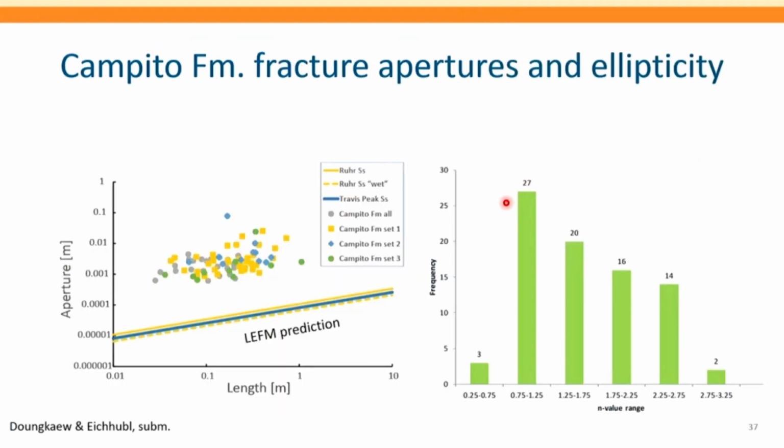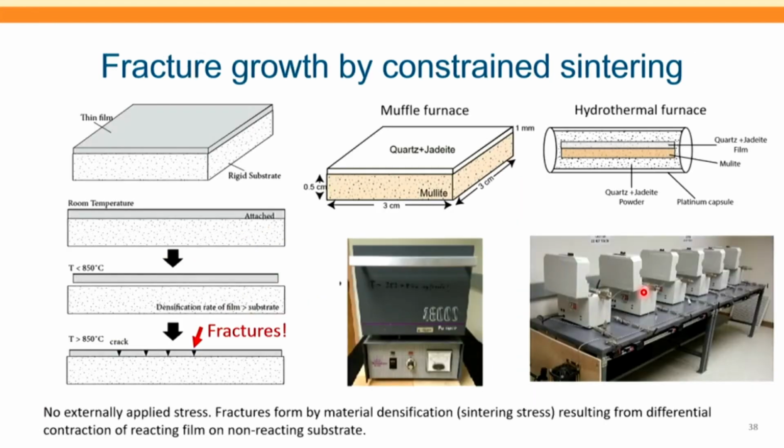This is the formation that we worked on first, the Campido formation. And those are the apertures, again, 2 orders of magnitude above the LFM prediction. And these are the shape Lamé n values. 2 would be in here, that would be elliptical. You see the majority is actually around 1, more tapered, and then there are some that are above 2.